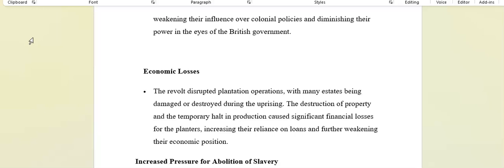So the revolt disrupted plantation operations, with many estates being damaged or destroyed during the uprising. The destruction of property and the temporary halt to production caused significant financial losses for the planters, right? So it increased their reliance on loans, because they had lost so much financially, they had to be borrowing loans, further weakening their economic position.